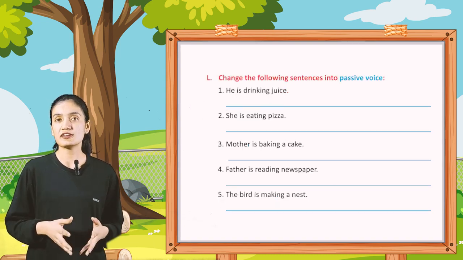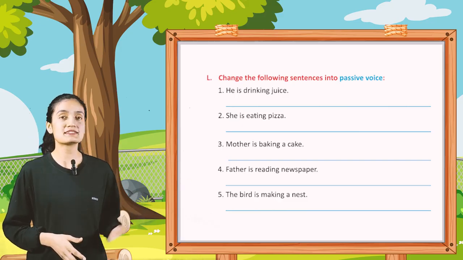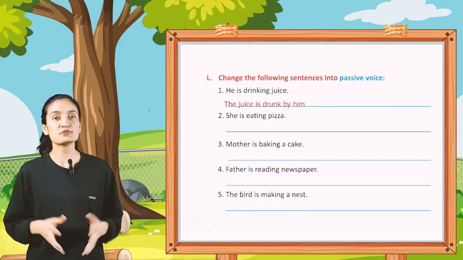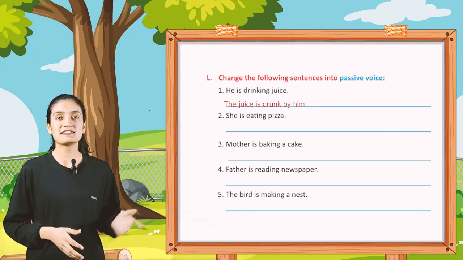L. Change the following sentences into passive voice. First, he is drinking juice. The juice is being drunk by him. Do the rest on your own.